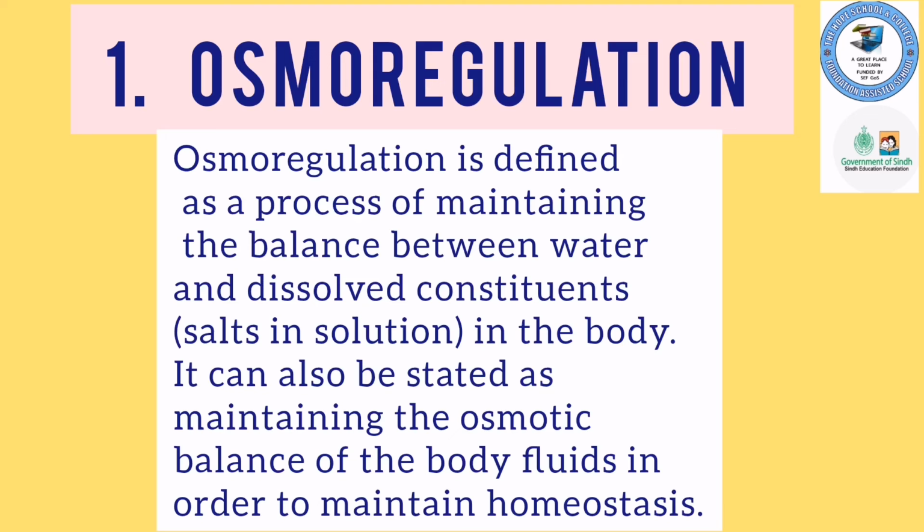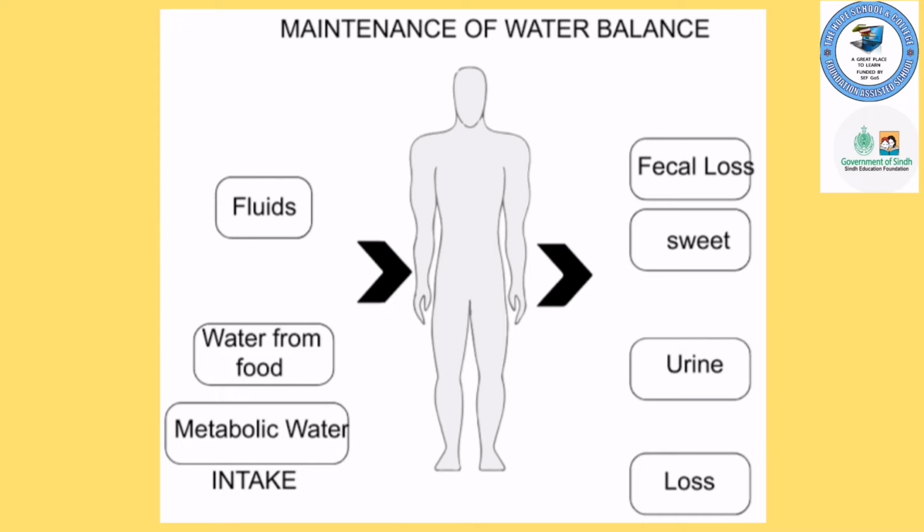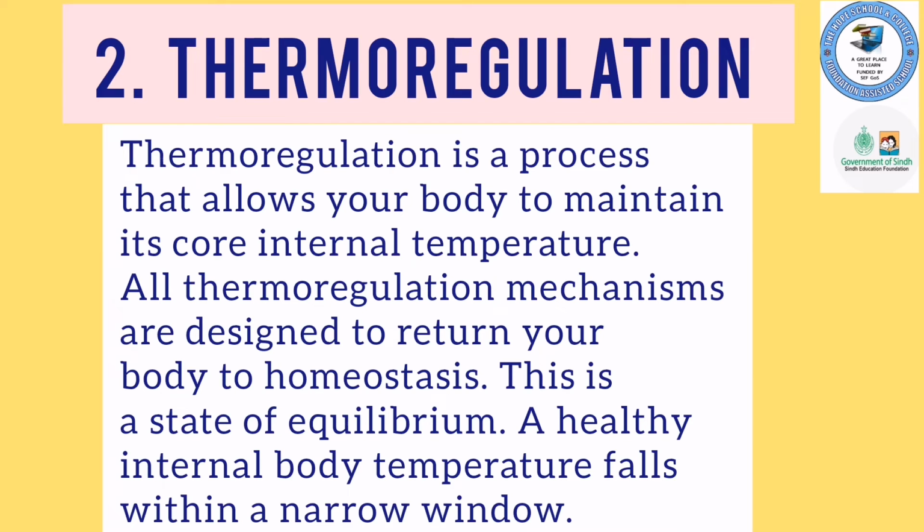The first one is osmoregulation. Osmoregulation is defined as the process of maintaining and balancing water and the solutes in our body, and that maintaining of these solutes and water is obtained by the process of osmosis. As you see in the diagram, fluid, water from food or metabolic water, everything is excreted as sweat, urine or loss from body.